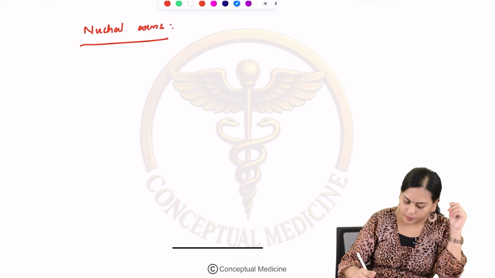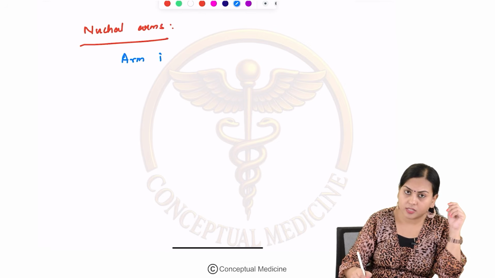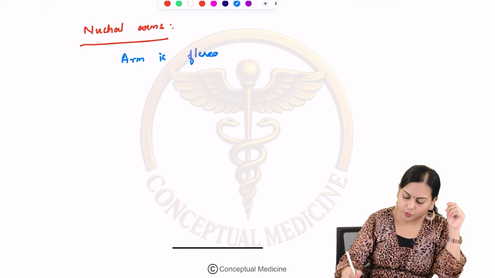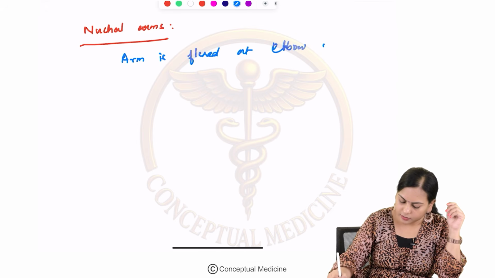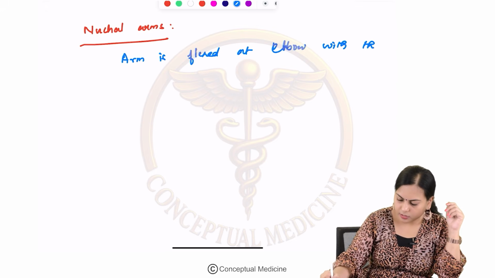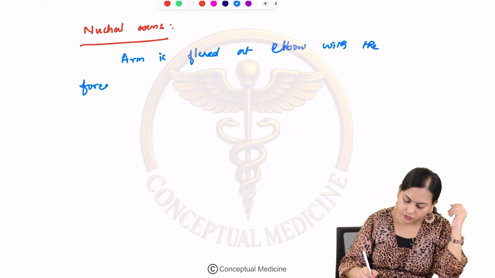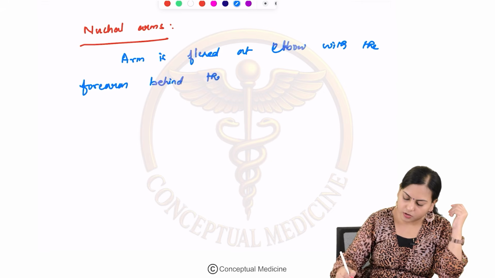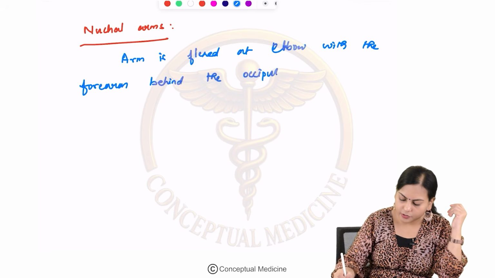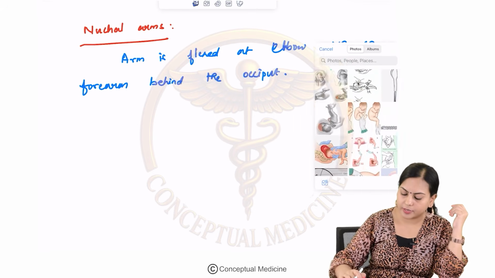Right. Now we'll see about another complication, that is nuchal arms. Nuchal arms means the arm is flexed at the elbow with the forearm behind the occiput. So I'll show you the picture, then you will be able to understand.